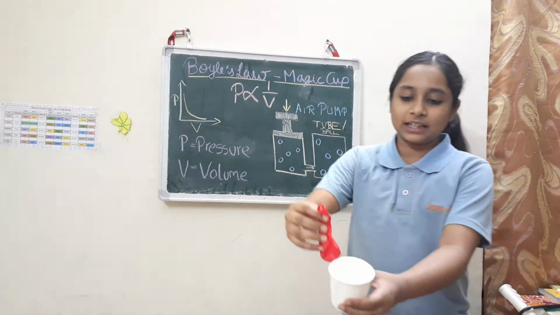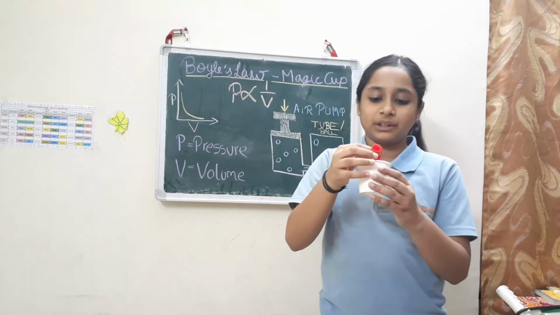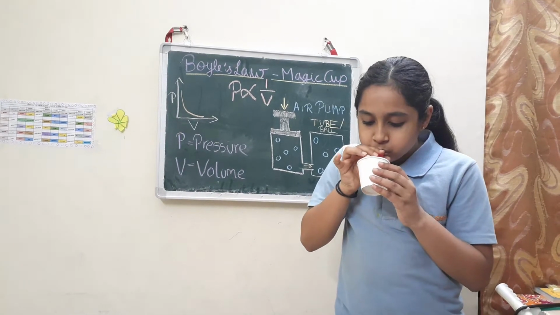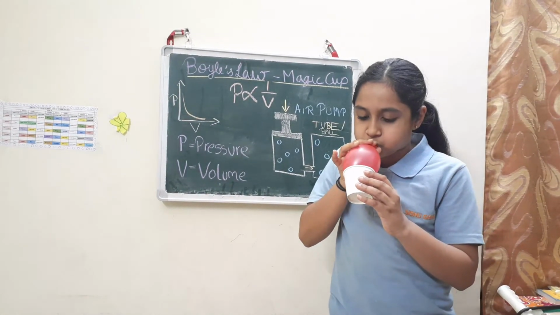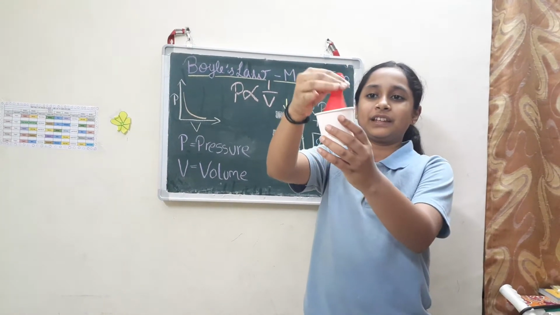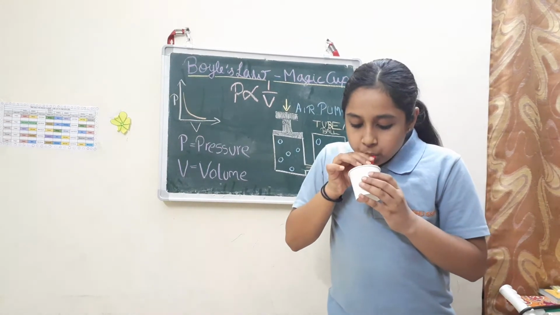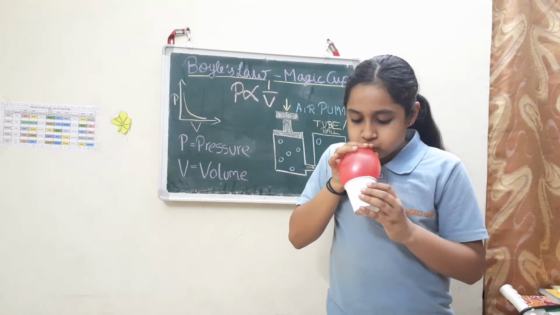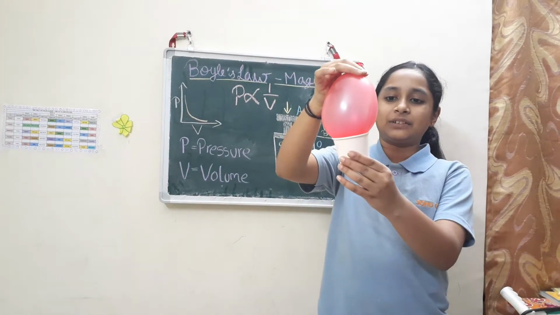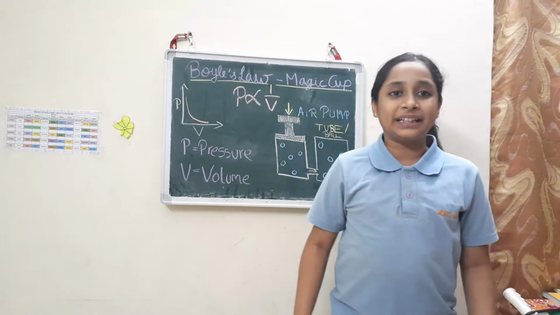So you should take the cup and keep the balloon fully inside, and now I am going to blow it. As you see, the cup does not fall. Let me show it again. As you see, the cup does not fall even when I pull it. I am going to explain why this happens.